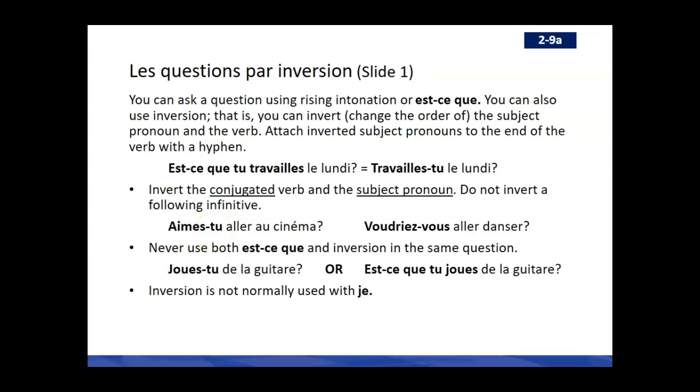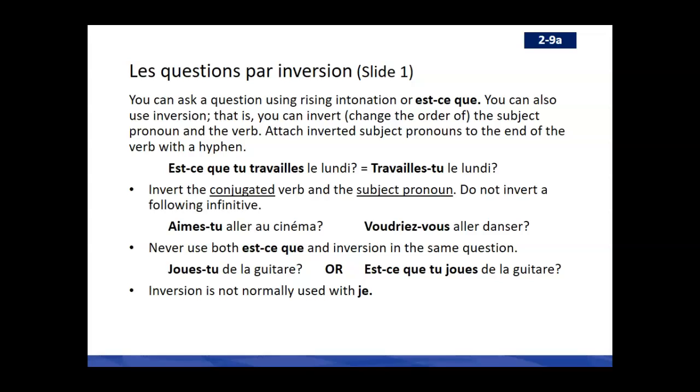So, instead of saying est-ce que tu aimes aller au cinéma? I can also say, aimes-tu aller au cinéma? It's just a different way of doing it. Or, est-ce que vous voudriez aller danser? Would you like to dance? Voudriez means would like. Now, that's not a verb form we've seen up to now, I don't believe. But I can also invert it and say, voudriez-vous aller danser? Would you like to dance?